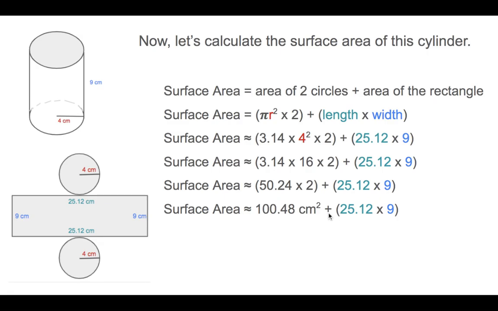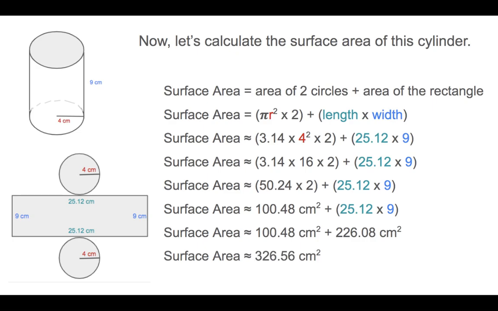And then I'm going to add that to the product of 25.12 and 9. And now I have 108.48 square centimeters, and I'm going to add that to 226.08 square centimeters. And that gives me a total of 334.56 square centimeters. So that's how you calculate the surface area of the cylinder. I hope that helps.